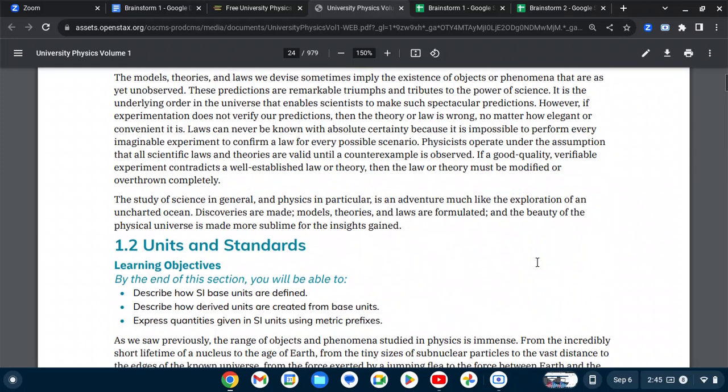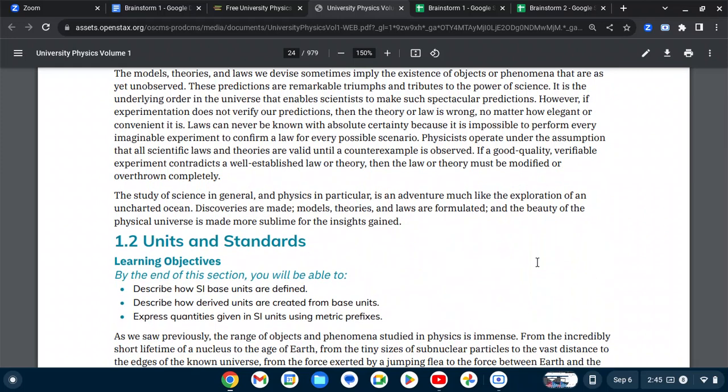The models, theories, and laws we devise sometimes imply the existence of objects or phenomena that are as yet unobserved. These predictions are remarkable triumphs and tributes to the power of science. They reflect the underlying order in the universe that enables scientists to make such particular predictions. However, if experimentation does not verify our predictions, then the theory or law is wrong, no matter how elegant or convenient it is. Laws can never be known with absolute certainty because it is impossible to perform every imaginable experiment to confirm a law for every possible scenario.